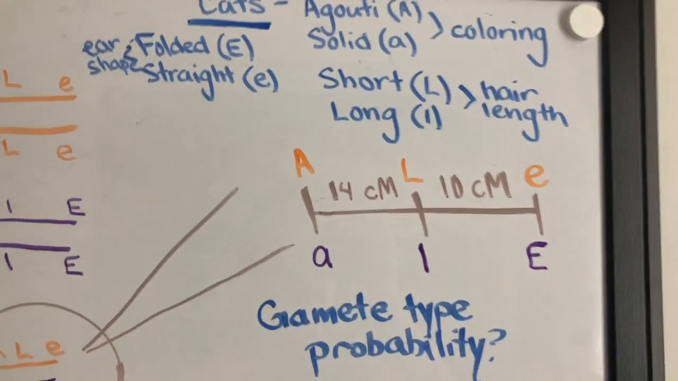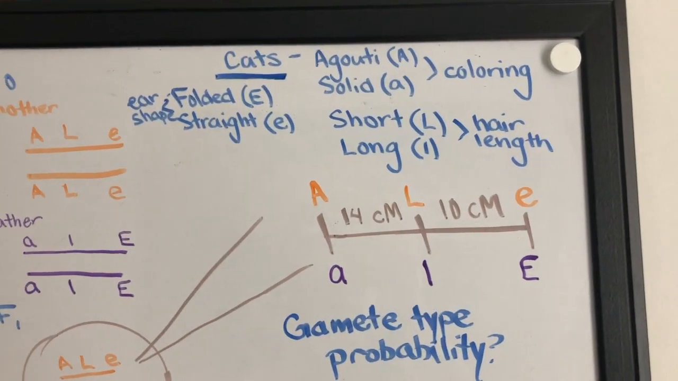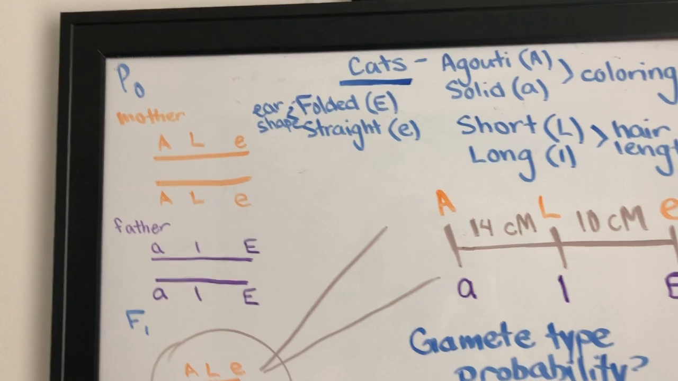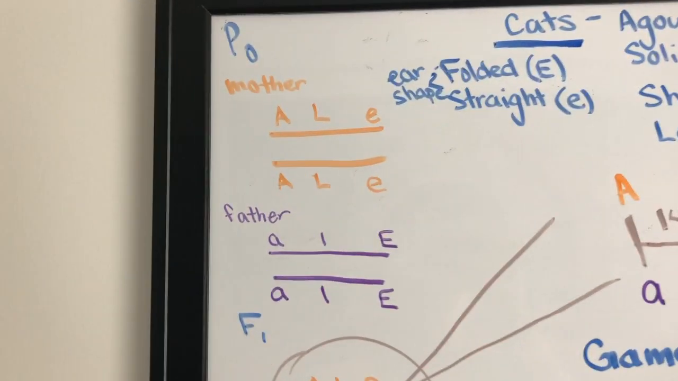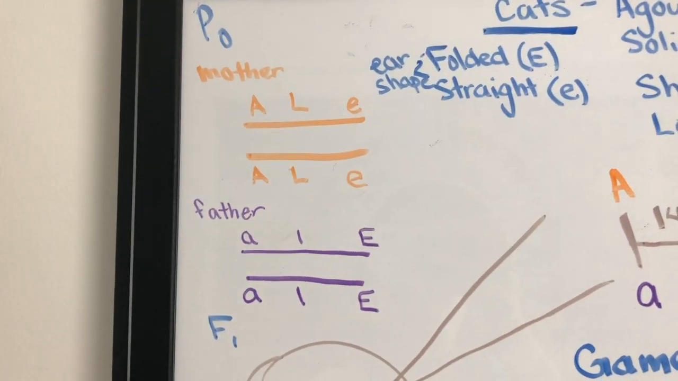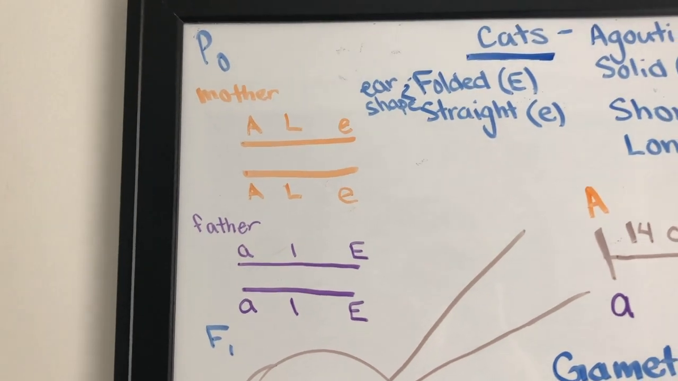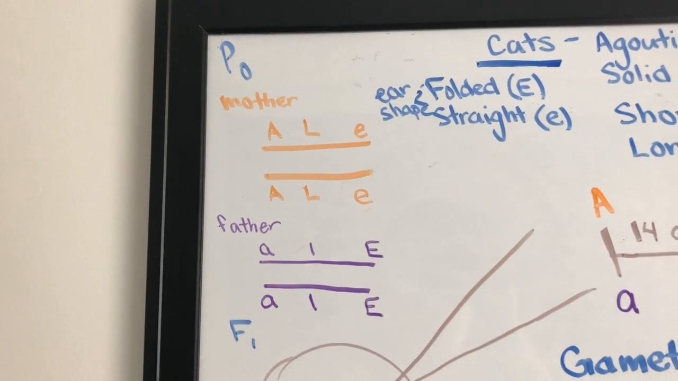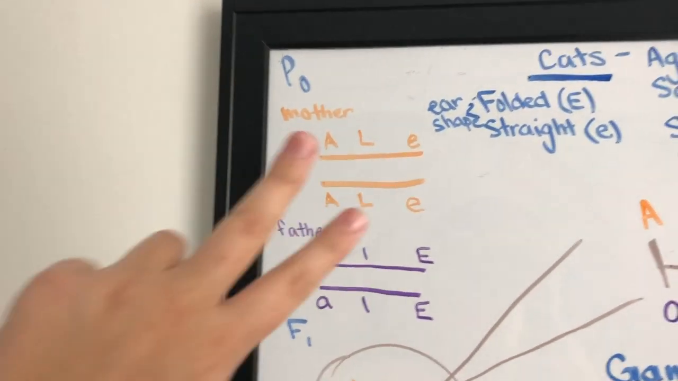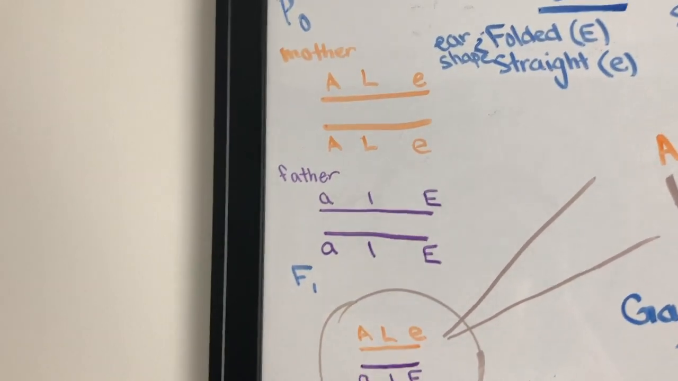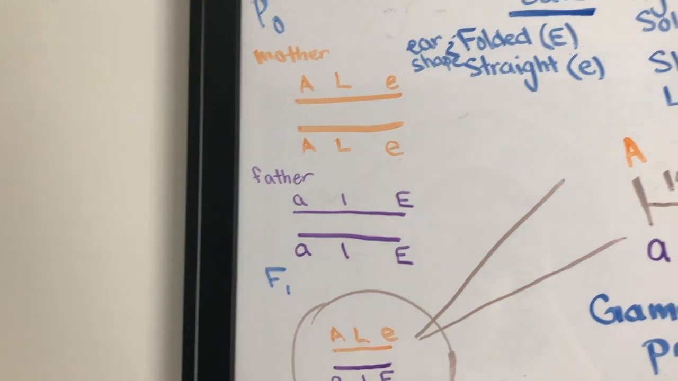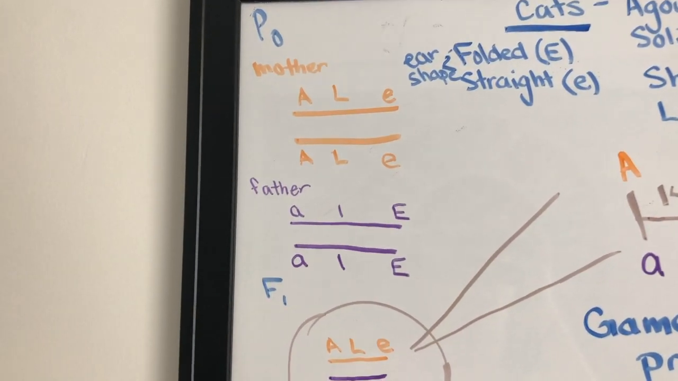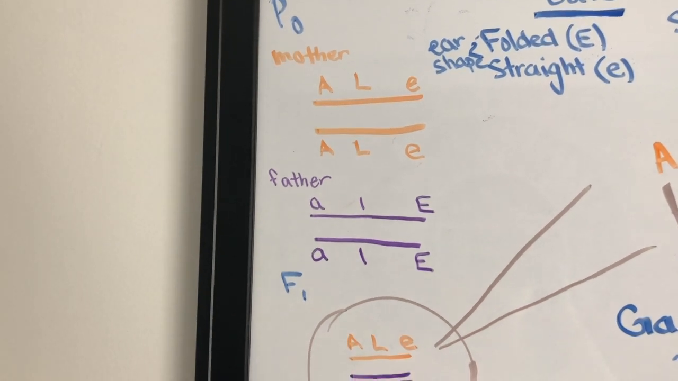And then hair length, we have short-haired and long-haired. And then for ear shape, there's folded and straight. So going over to the parental generation, we have a mother who is agouti, short-haired, and straight-eared. So we have 2 copies of those chromosomes. And then the father is solid, long-haired, and folded ears.